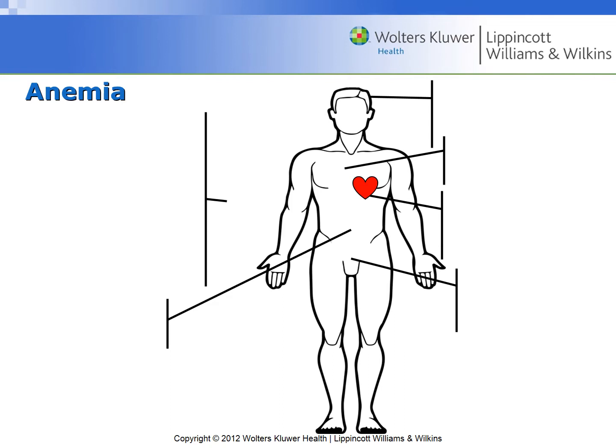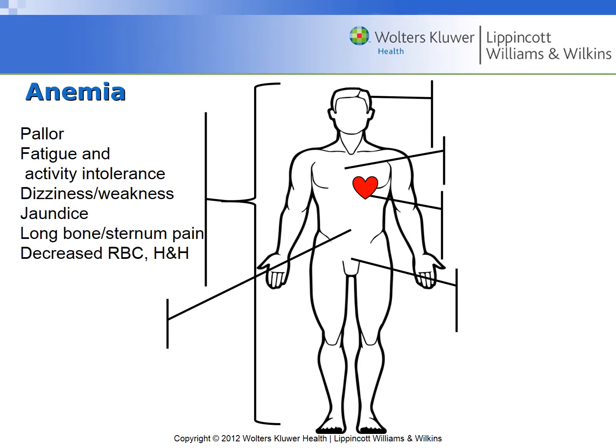Oh, look. Okay. Now, here we go for some fun. What are the effects of anemia? Well, pallor. Now, there's a difference between pale and pallor. Dan is pale. Pallor, once you see it, you will never forget it. Fatigue and activity intolerance. Dizziness, weakness, jaundice from liver impact, long bone and sternum pain.